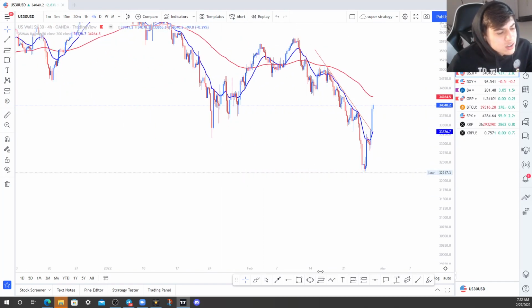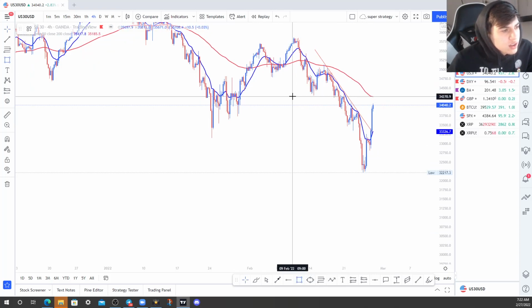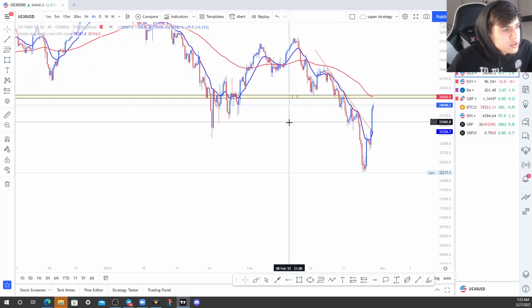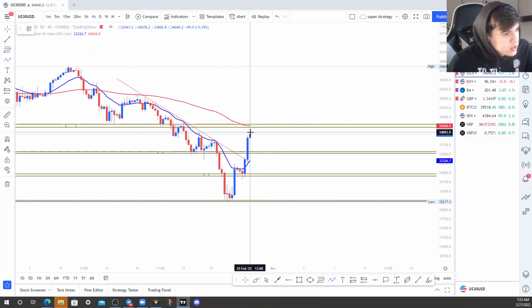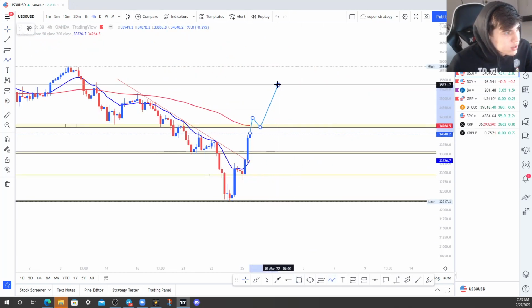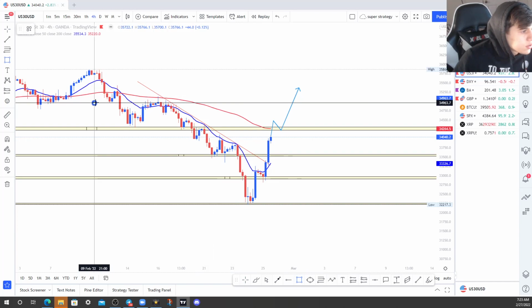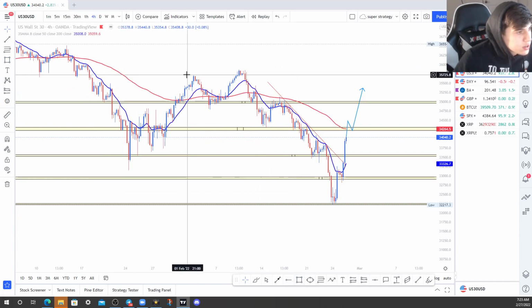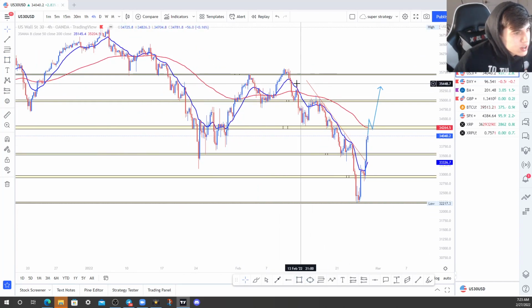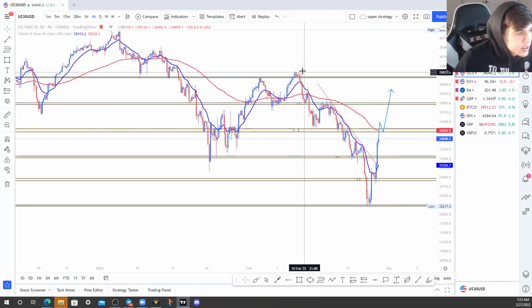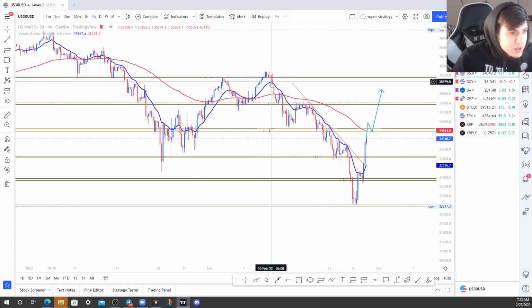Not really liking it. I need some resistances and supports to be formed for US 30 as well, guys. If we start to come up and break here, I'll be looking, and right over here, and right over here. So once we start to break up, this was a nice clean fake out over here of this area, to then take that breakout to the downside.